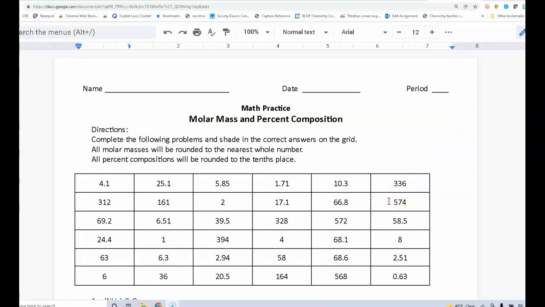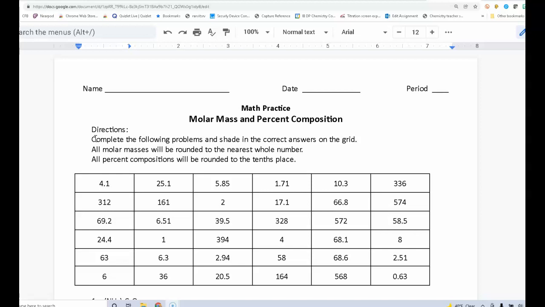Okay, so putting that to immediate use, we're going to see if we can do some practice of calculating molar mass and percent composition. And so this is also linked in your directions for the Canvas class. And I'm also going to have this printed for you so that you have it in class with you so you can do this on paper. So much easier to do this on paper.